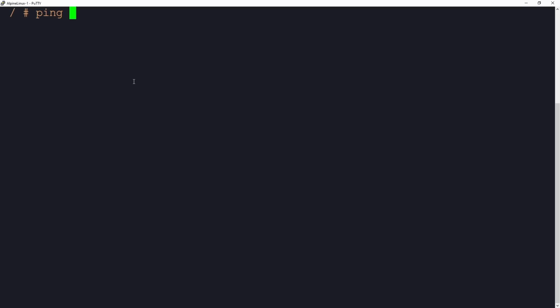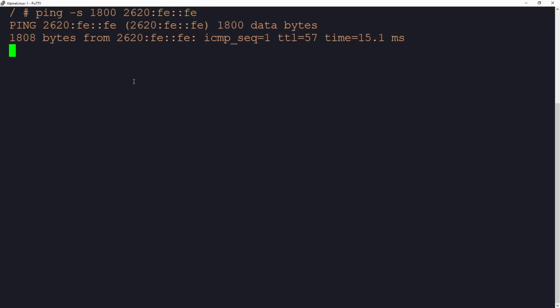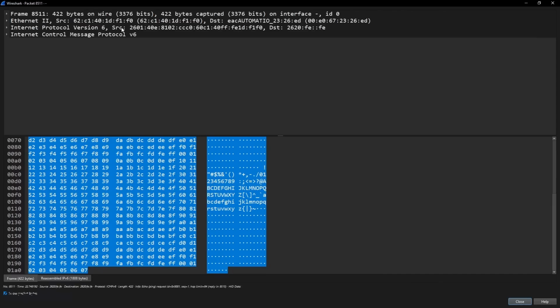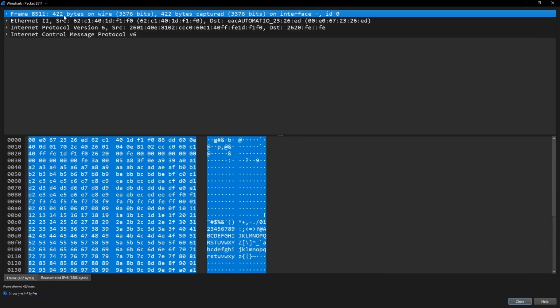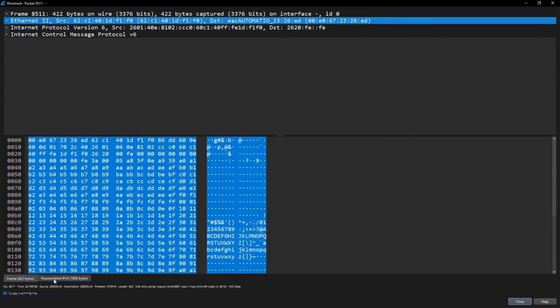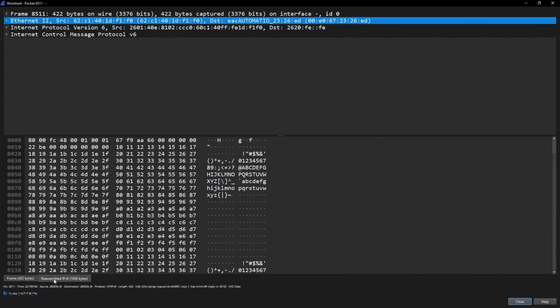So what if I try to ping too big? So let's say I want a size of 1800 bytes. What do I get? Well, it seems like it worked, but what actually happened? So here we have an interesting bit. It says 422 bytes on the wire in Ethernet 2, but then down here it says we have a frame and a reassembled IPv6, 1808 bytes. So remember how I said in IPv4 we would fragment, unless you had the don't fragment bit, in IPv6 we don't? Well, that's kind of a lie.